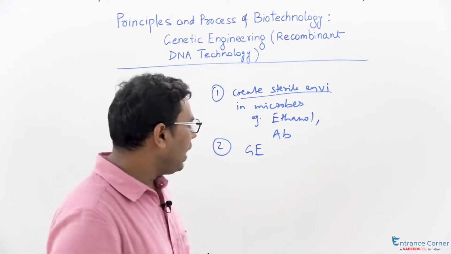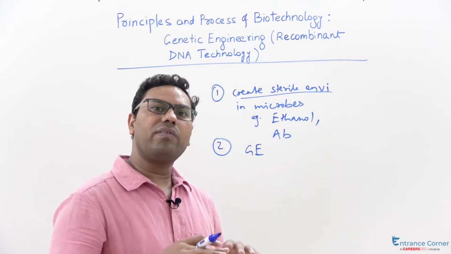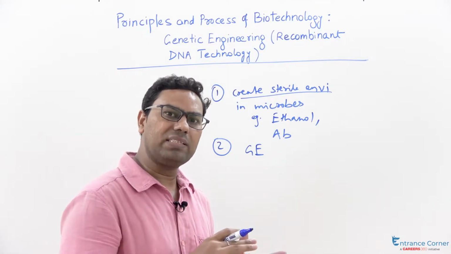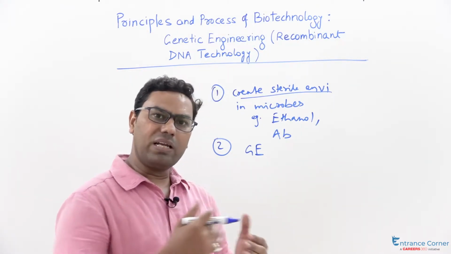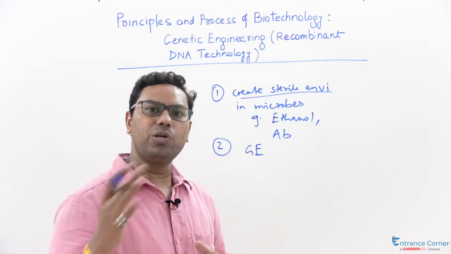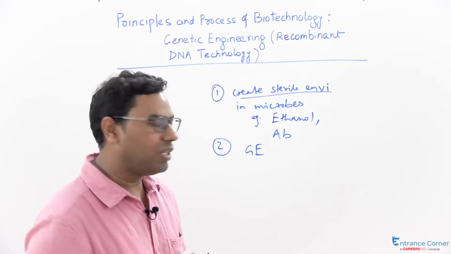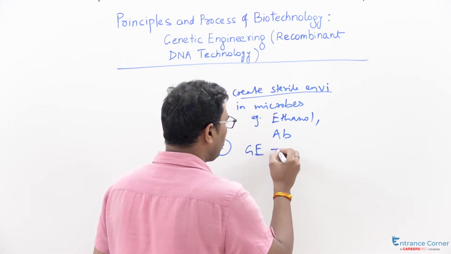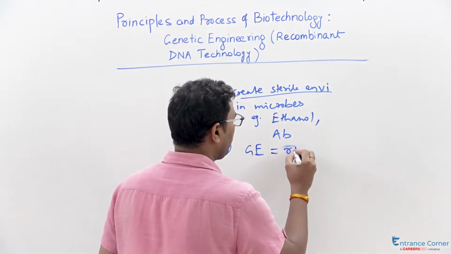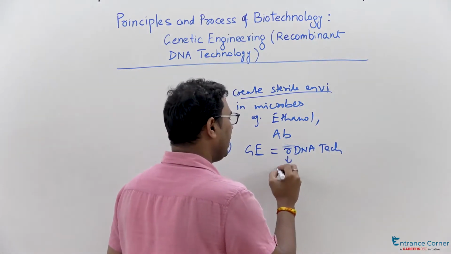So with the help of genetic engineering, we can produce certain microorganisms, or even manipulate the DNA or RNA of a particular organism, and insert or remove certain genes that are desirable for us, and we can produce that gene on a larger scale, which is very important for humans. So genetic engineering is also called rDNA technology, that means recombinant DNA technology.